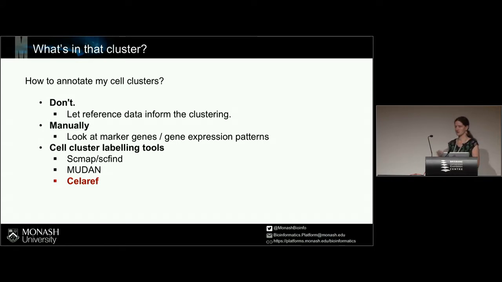Of course, you can definitely do this manually. Get someone who knows about the cells you're looking at, or find someone who does, a real biologist. Sit down, look at the cells, see what marker genes we can see. What's expressed here? Okay, that's a neuron. That's got this expressed. Obviously, really good results there, but you need to have an expert, and it's very time-consuming. Which brings us to the third option, which Celaref falls into, which is a cell cluster labelling tool. There are a few of these around.